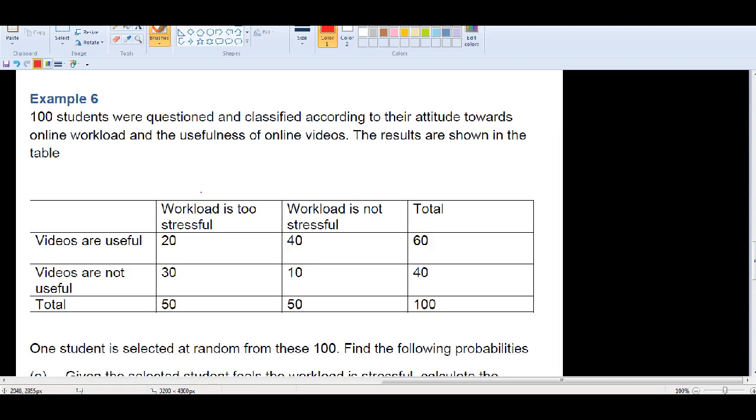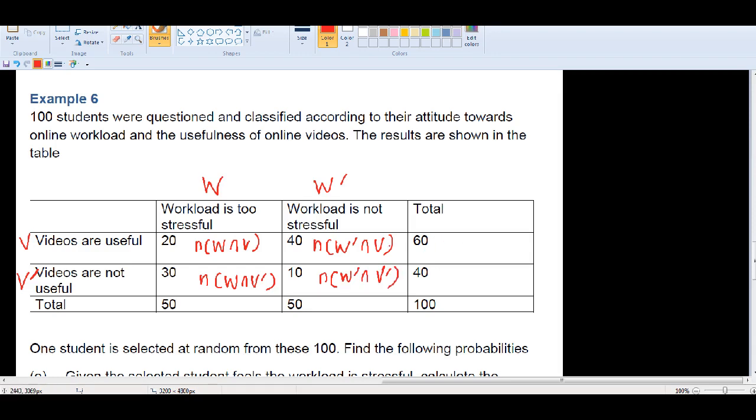Workload is too stressful, so let's call this W. Not stressful, that means this one. Videos are useful, this one. Not useful, this one. So basically, if I give you the number of students, this means the number of outcomes in the intersection between W and V, this one is in the intersection of W but not V, this one is in the intersection of not W but V, and this one is not W and not V.